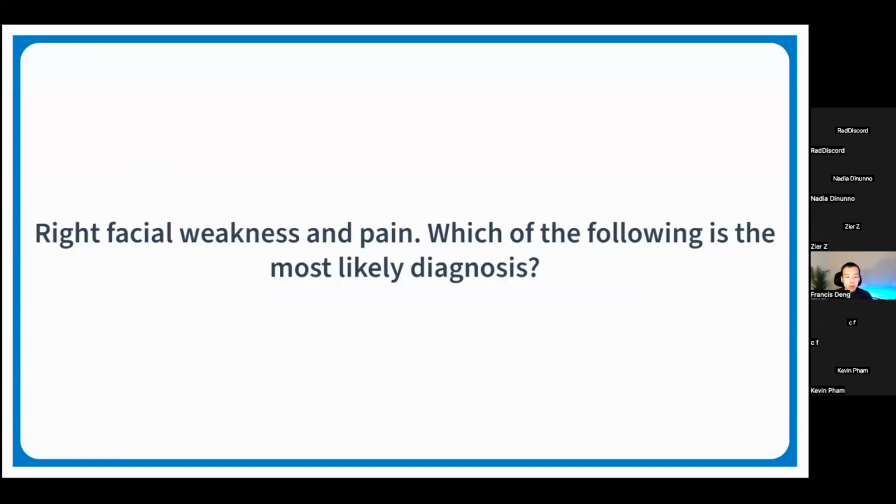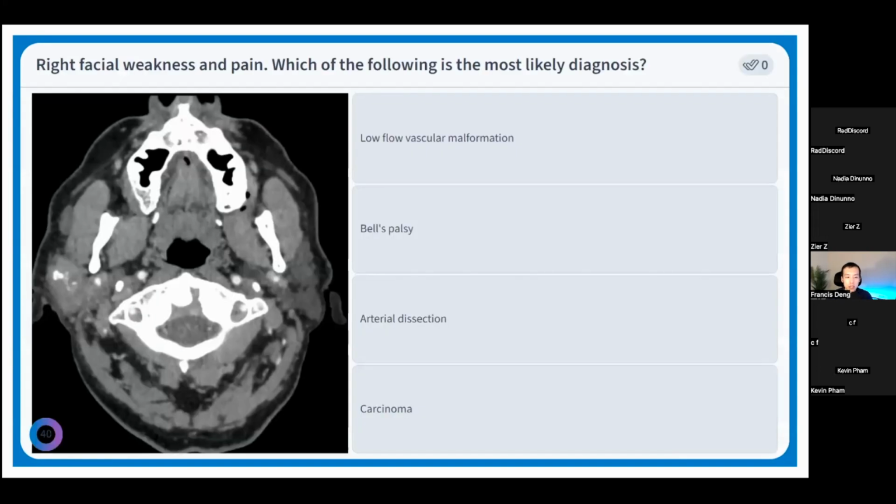This patient presented with right facial weakness and pain. Which of the following is the most likely diagnosis? Right facial weakness and pain. They obtained a CTA of the head and neck.